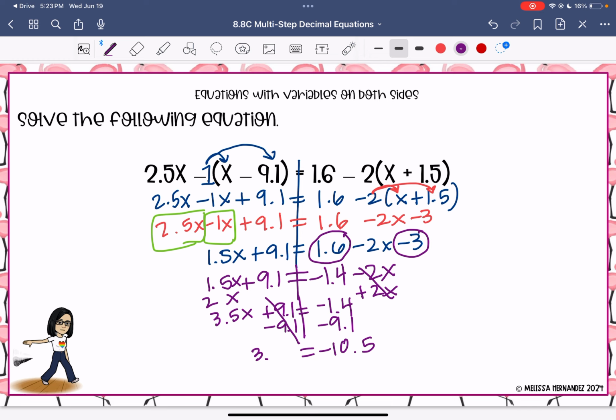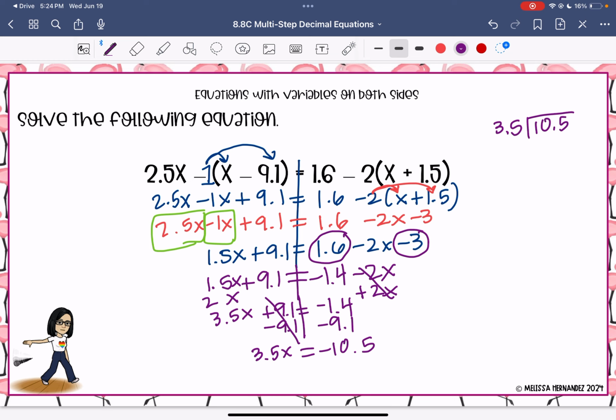Now we have a one-step equation. 3.5 times x equals negative 10.5. So we have to divide it. Now, you cannot leave your divisor with the decimal. You have to actually multiply it by using the powers of 10. If you want the decimal to move 1, you multiply it by 10. You want it to move twice, you multiply it by 100.